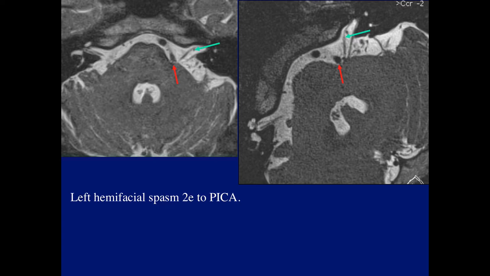Here's another patient, had left hemifacial spasm secondary to the PICA, which we can see here, and here's the nerve, and we can see the conflict, or at least the impression by the artery at the root entry zone of the seventh nerve, on this axial tilted image.